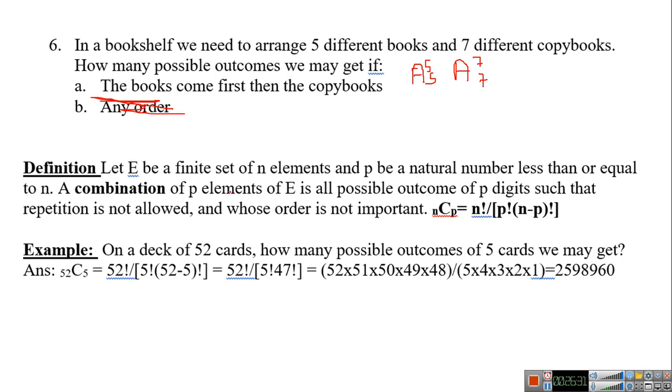Let E be a finite set of n elements and p a natural number less than or equal to n. A combination of E is all possible outcomes such that repetition is not allowed, because if repetition is allowed, it's called a p-list, and whose order is not important. So the difference between permutation, arrangement, and combination: both are repetition not allowed, but in arrangement or permutation, order is important. Here the order is not important.